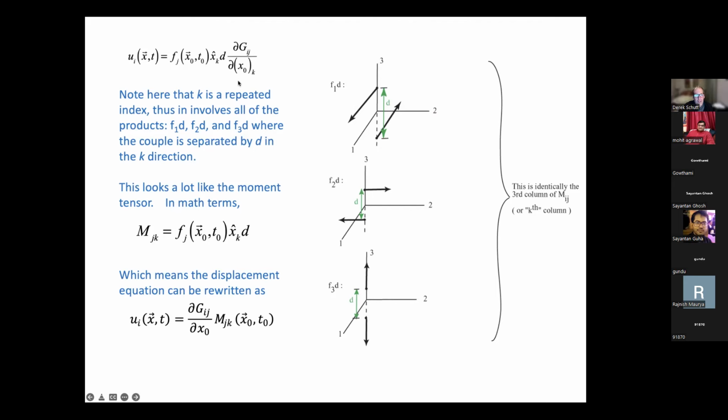This here looks a lot like the moment tensor. So in math terms, M of jk equals our body force times xk times d, which means the displacement equation can be written as dG_ij over dx naught times our moment tensor.